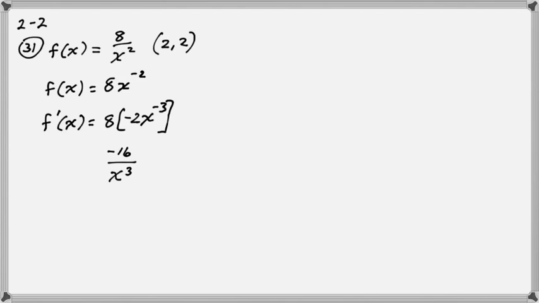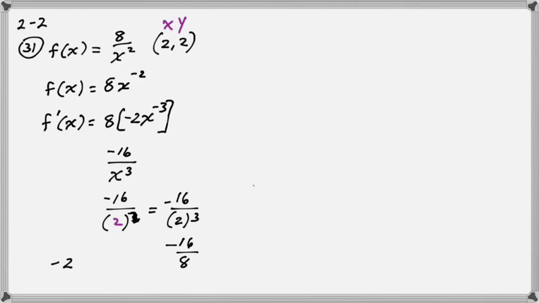We want it at what x value? 2. So I'm going to put in a 2 in place of the x. And that's to the third power, I believe, here on the bottom. So there's negative 16 over 2 to the third. Negative 16 over 8. Negative 2 should be the derivative at that value.